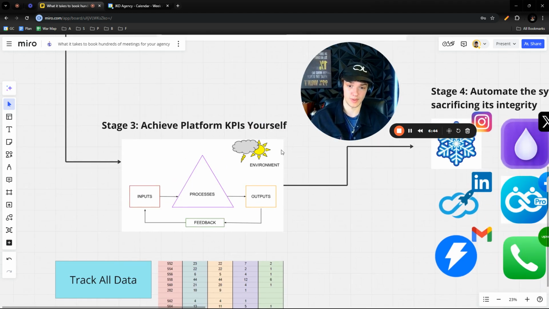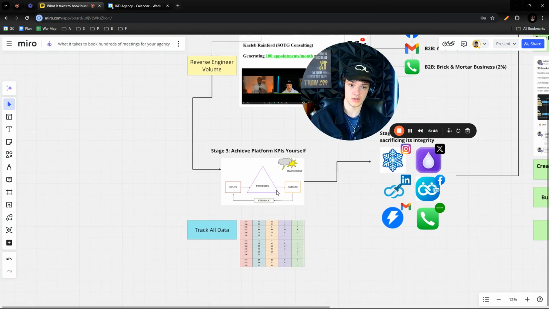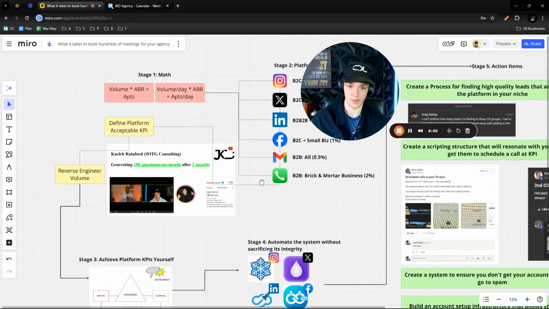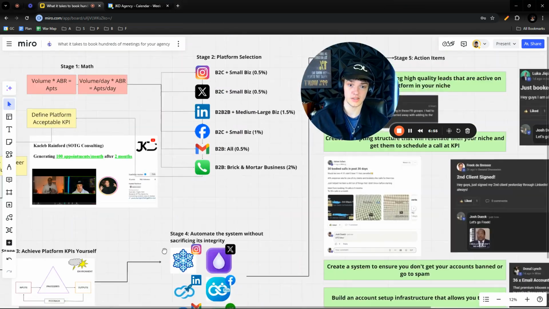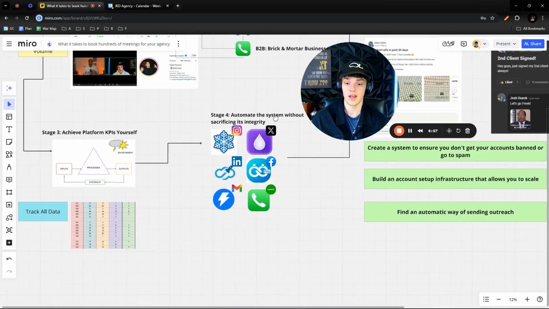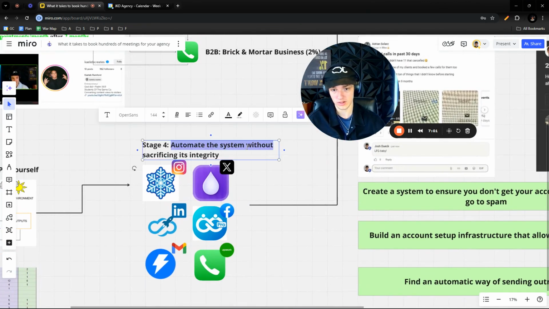And this has to be in the same environment. You have to have feedback through the data that you're tracking in order to make sure that the system is performing within the KPI set here, okay? Now, once you've been running this system for a while and you've been able to achieve these percentages here, then you're going to be able to automate it, okay? And it's important, the second part is without sacrificing its integrity, okay?